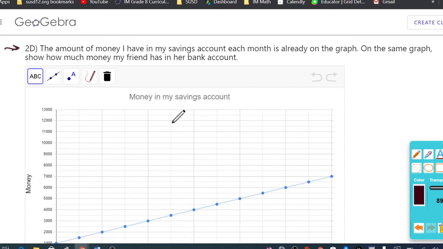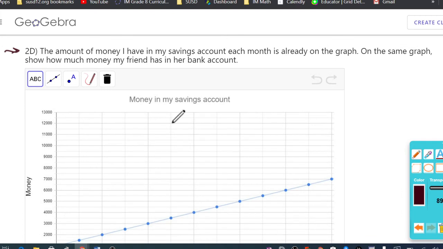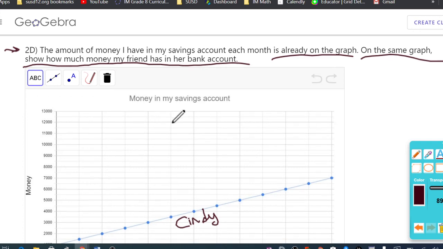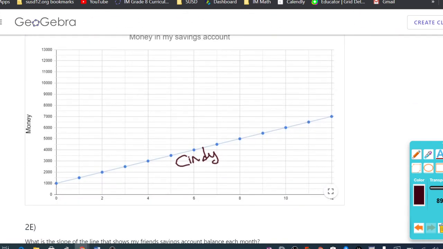Next, 2D. The amount of money I have in my savings account each month is already on the graph. So this here is Cindy's money. Not my friend's. This is my bank account. On the same graph, show how much money my friend has in her bank account. Okay, well, she starts with $500. So at 0 months, your first point is going to be here at 500. I'll kind of write that in to help you.